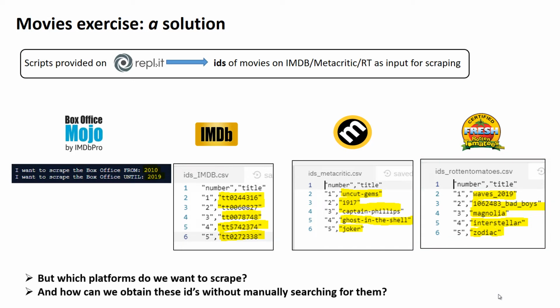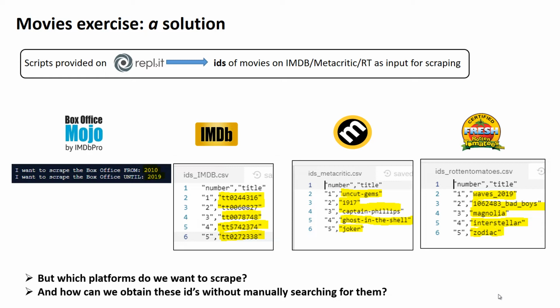There are two questions here. Question one is, which platforms do we want to scrape? Do we want information from all platforms here or just a subset? And the second question is, even if we know what kind of platforms we want to scrape, how can we collect in an automatic fashion the IDs of the movies that we want the ratings of?